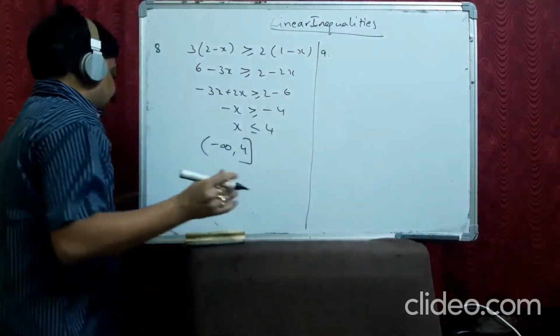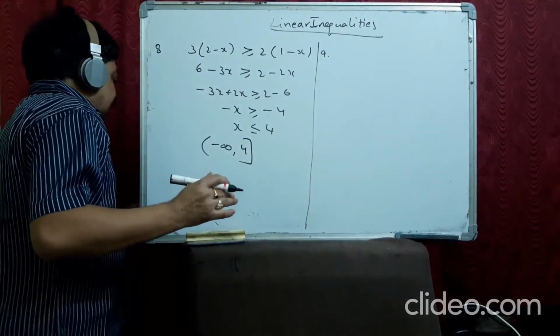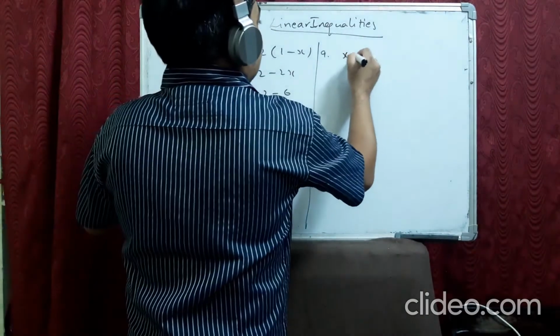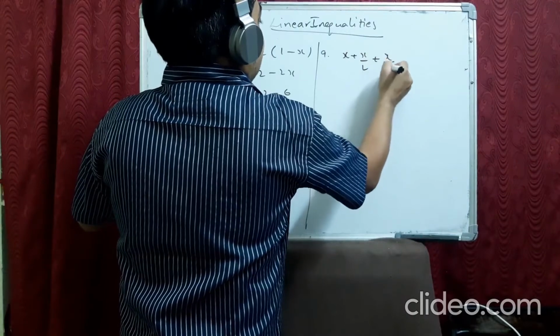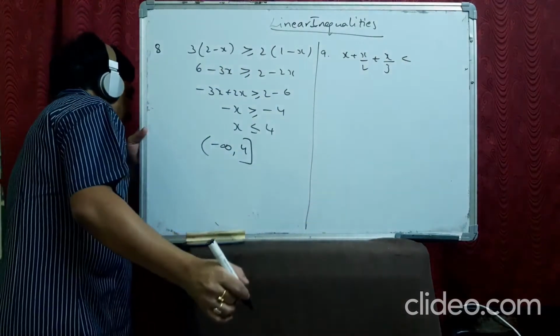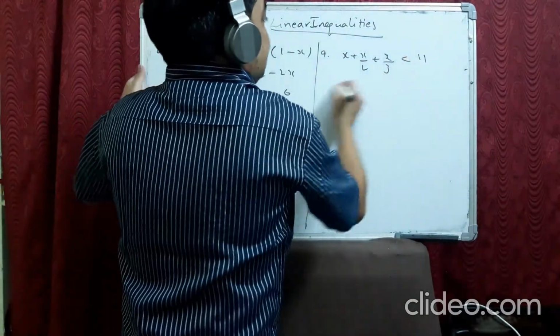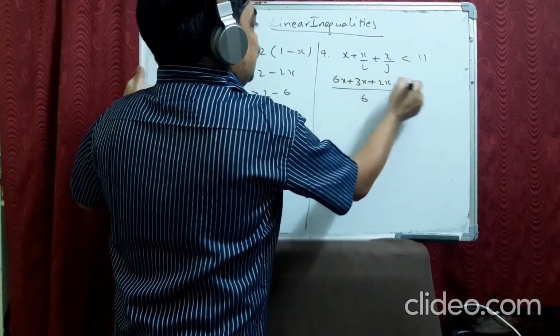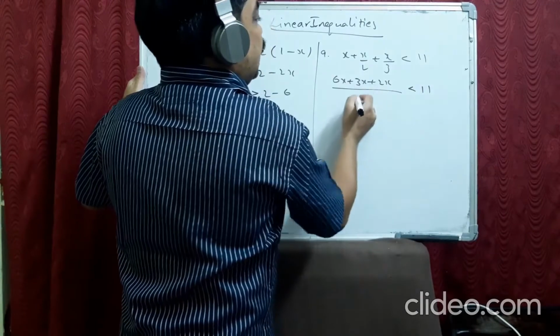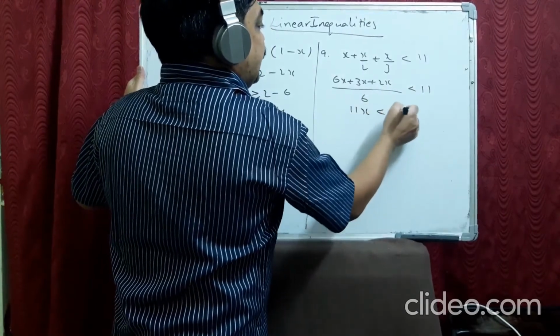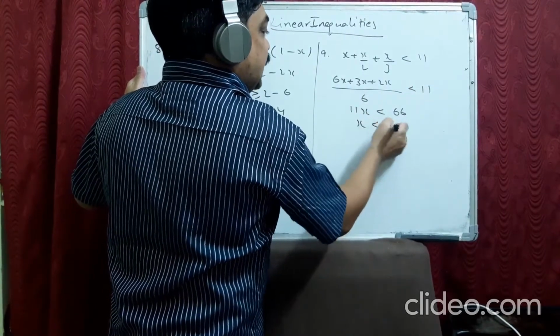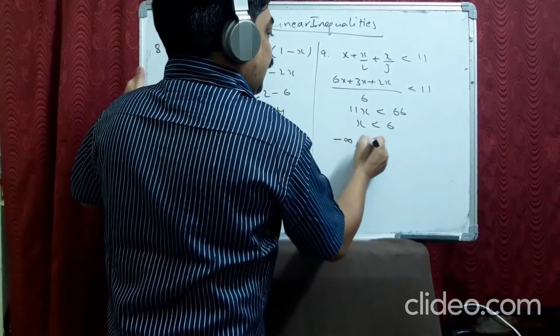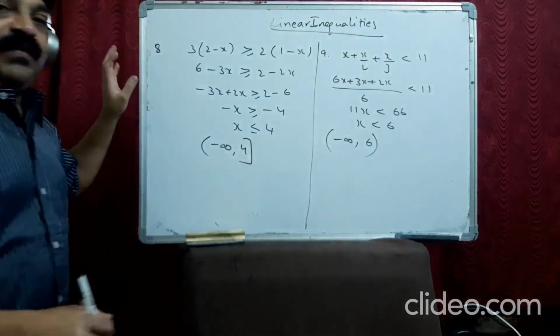Ninth question. x plus x by 2 plus x by 3 less than 11. Let us take LCM here. 6x plus 3x plus 2x less than 11. 11x less than 66 when you cross multiply. x is less than 6. So minus infinity to 6. Before 6, everything will come. Okay.